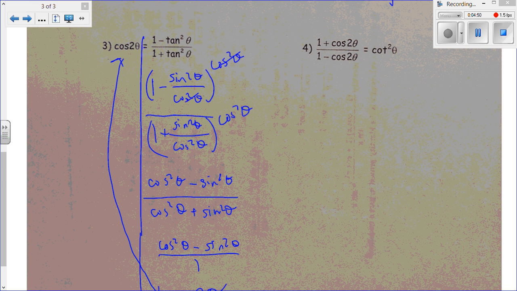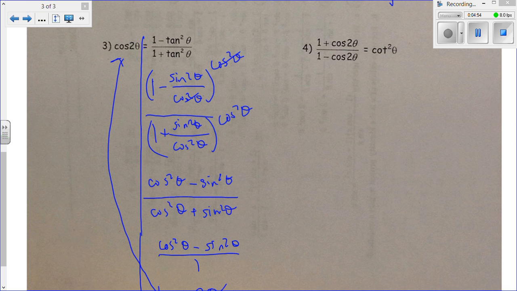For number 4, I have 1 plus cosine 2 theta over 1 minus cosine 2 theta equals cotangent squared theta. Sorry about that. I'm actually going to start with the right-hand side. Cotangent squared theta is going to be cosine squared theta over sine squared theta. Again, because I don't know which formulas I want to use for cosine of 2 theta, I need to look at the other side first to kind of guide me. On the right-hand side, I have a cosine in the numerator and a sine in the denominator. So what I want to do is change everything to cosine in the numerator on the left and sine in the denominator on the left.